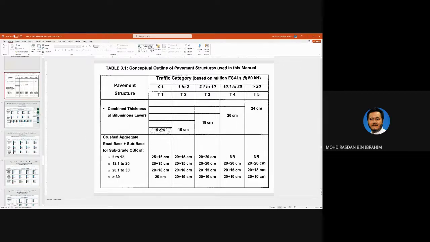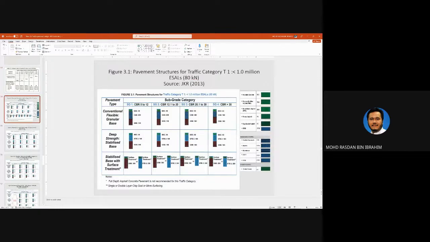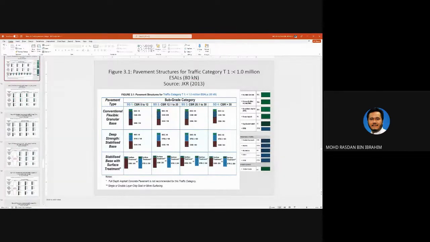But for our design, we are going to use these figures. So you can see here we have several figures. The first figure here is for traffic category T1, where the ISAL is less than 1 million. You have the option depending on the subgrade category here, and here is the pavement type.